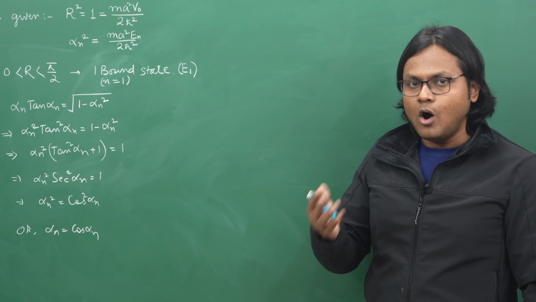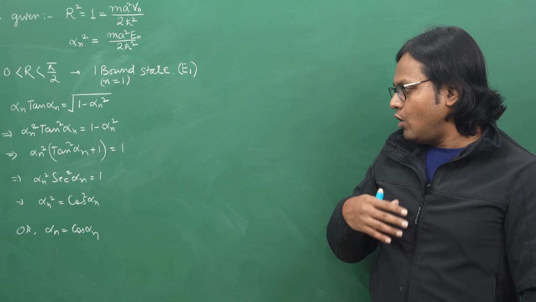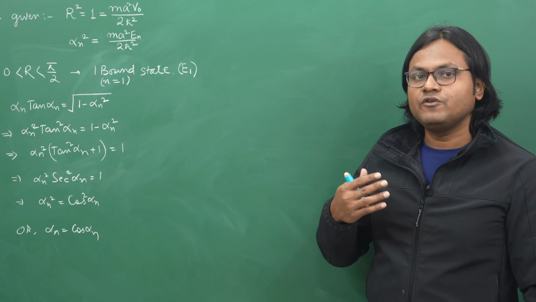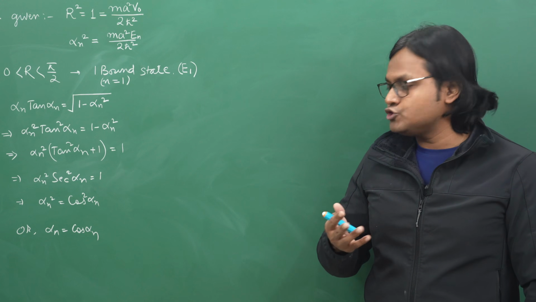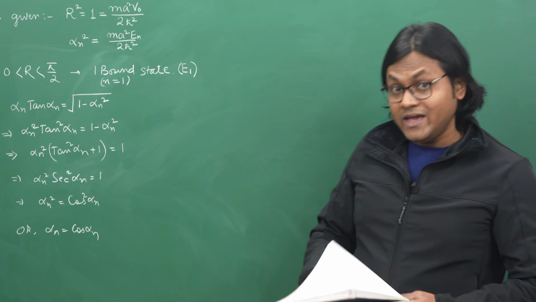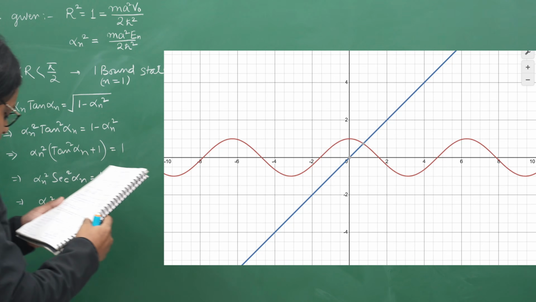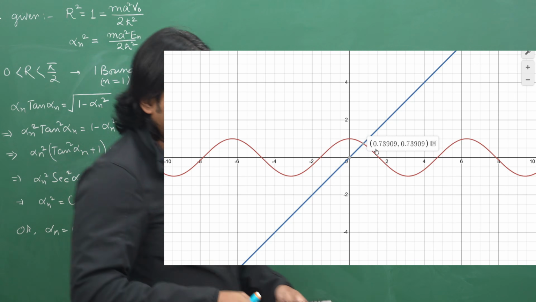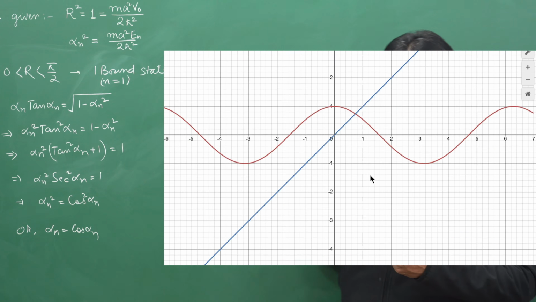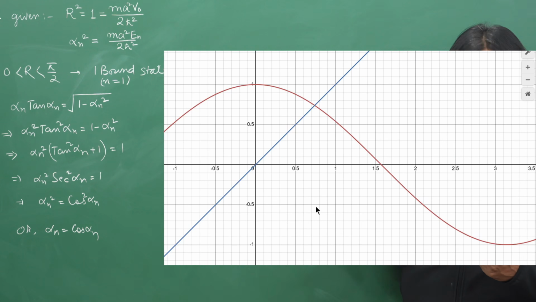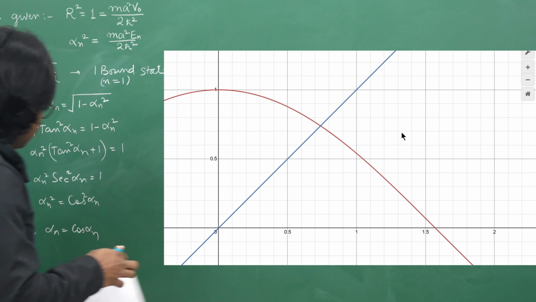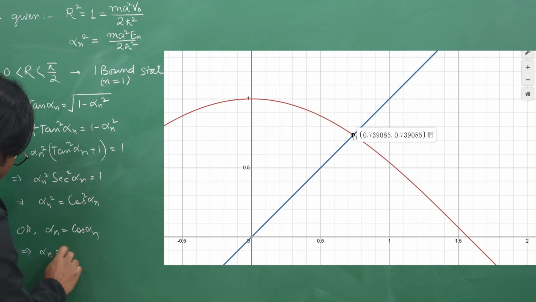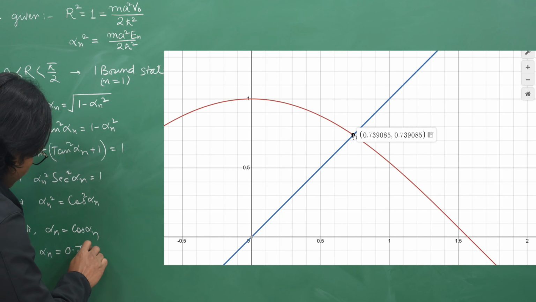If I plot the cos function and if I plot the alpha function, then I will simply get, from the intersection of these two functions, the solution for this equation, which by the way comes out to be around 0.74 approximately.